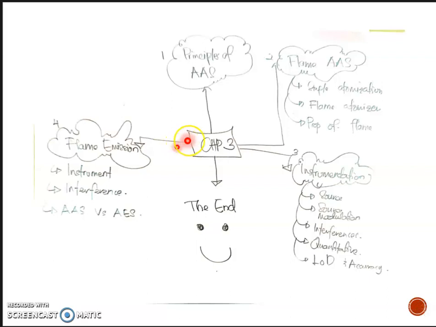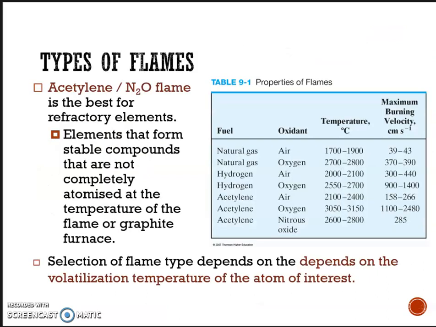Okay, kita sambung lagi. Dah habis dah principle of AAS. Now we look at the flame AAS. Under flame AAS, kita akan tengok sample atomization. Dah tengok dah. Now we look at the flame atomizer and property of flame. Tengok mana dulu, sama ada property of flame ataupun flame atomizer dulu.